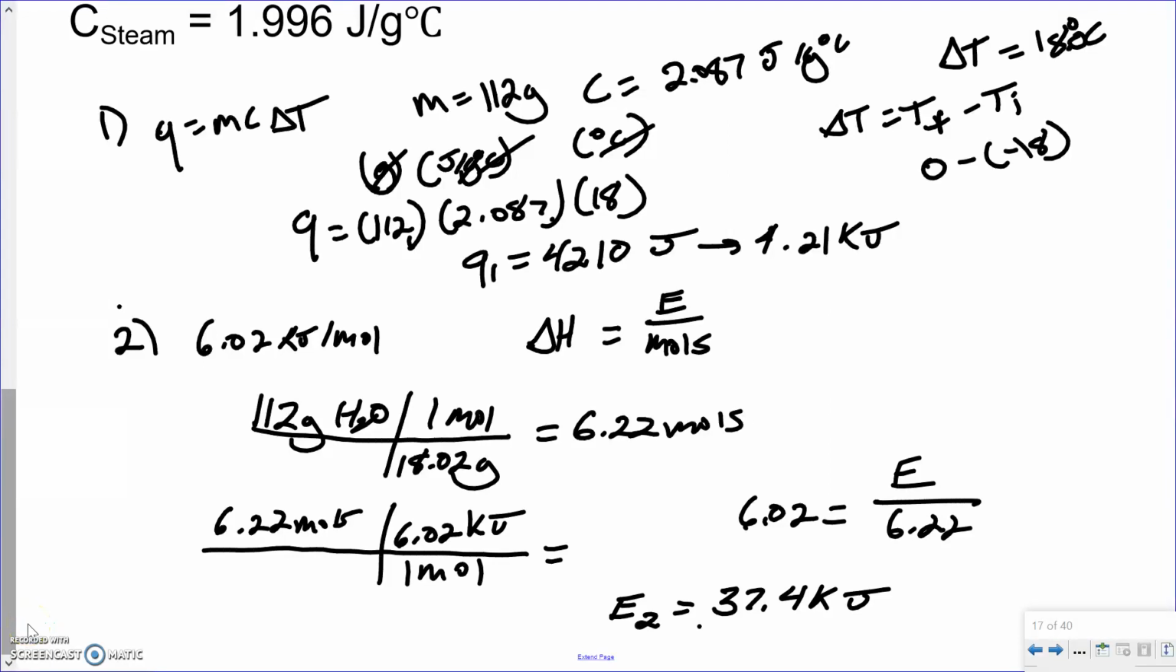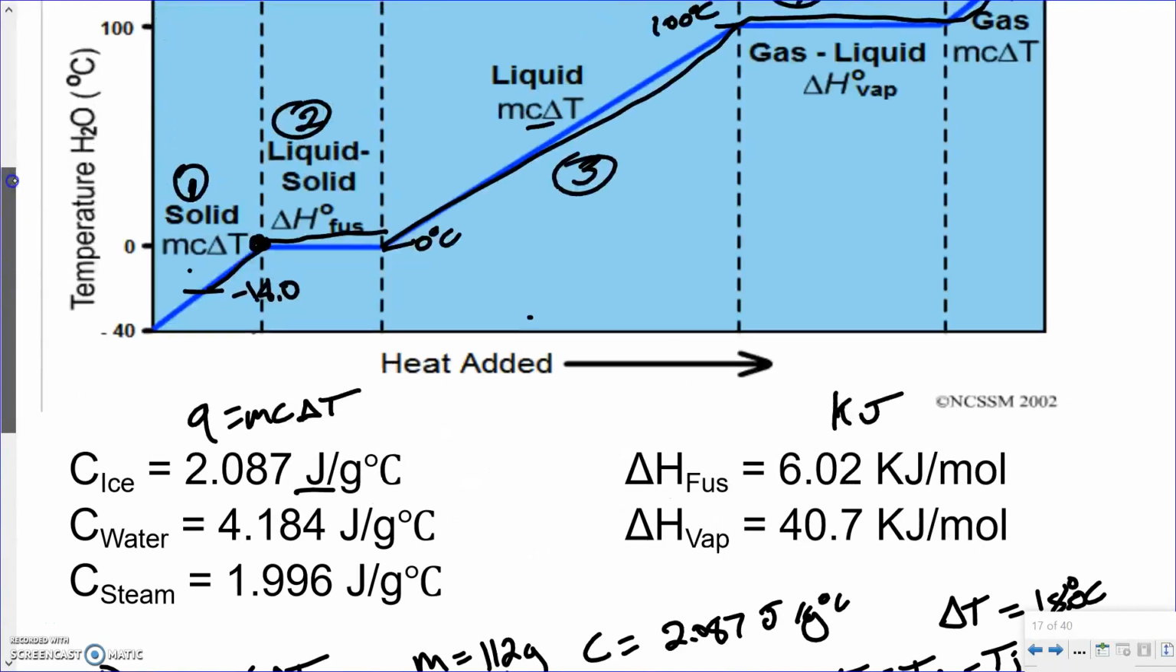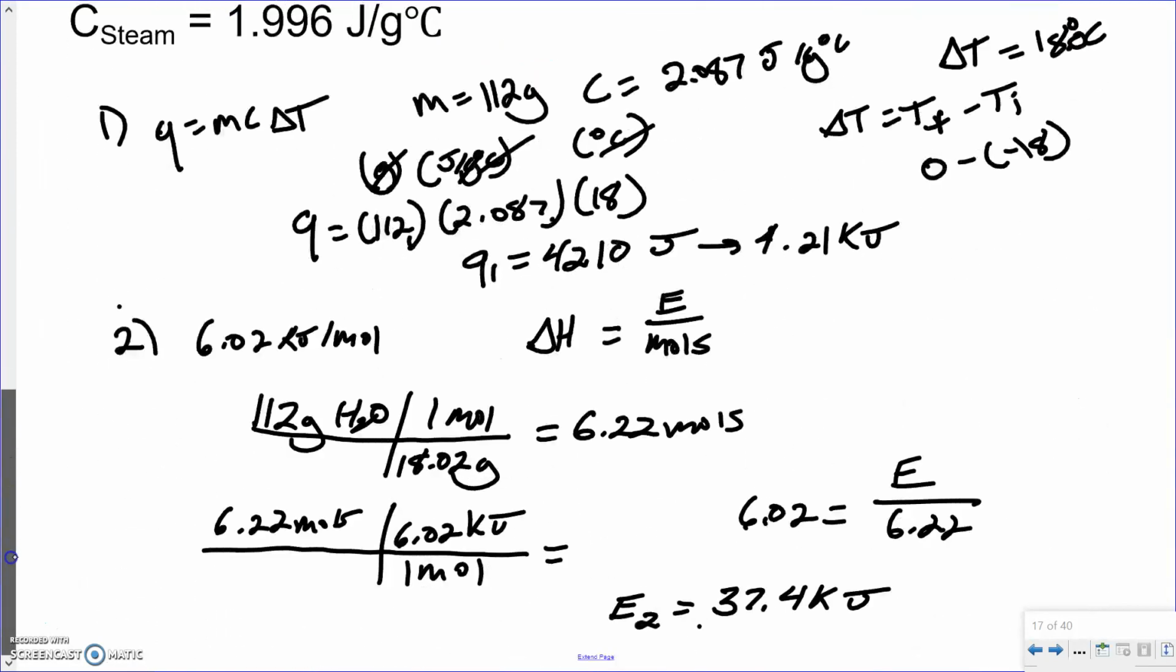Okay, so continuing on with this problem, we've already done the first two steps. So if we go back up to our wonderful little heating curve, that is going from the negative 18 to 0 and 0 to 0. Now let's do 0 to 100. And again, we're in the horizontal, so we're using our MC delta T. So let's jump back down here.